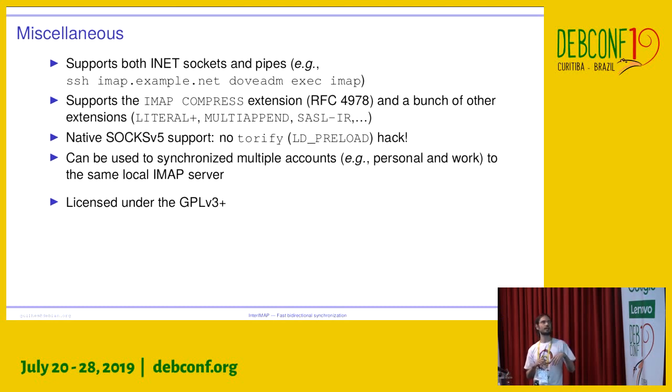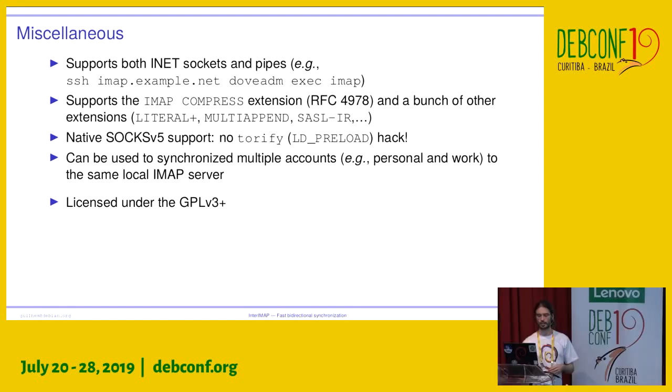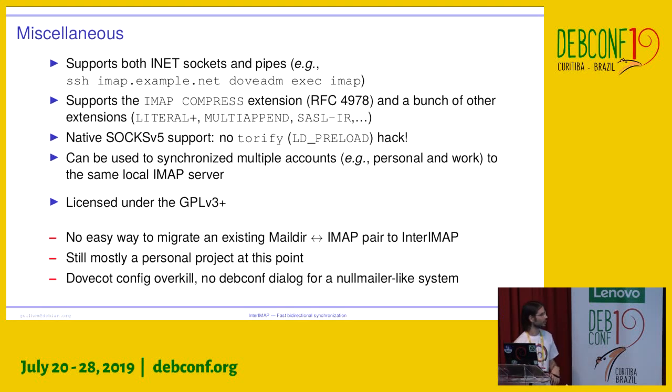One thing which is a bit anecdotal is the native SOCKS5 support. So if you want to access your mail via Tor, you don't need this LD_PRELOAD hack. And also it can be used to synchronize multiple mailboxes, multiple accounts, like your work account and your personal account, onto two different namespaces on the same local IMAP server that you can read using the very same MUA. It's licensed under the GPL3.